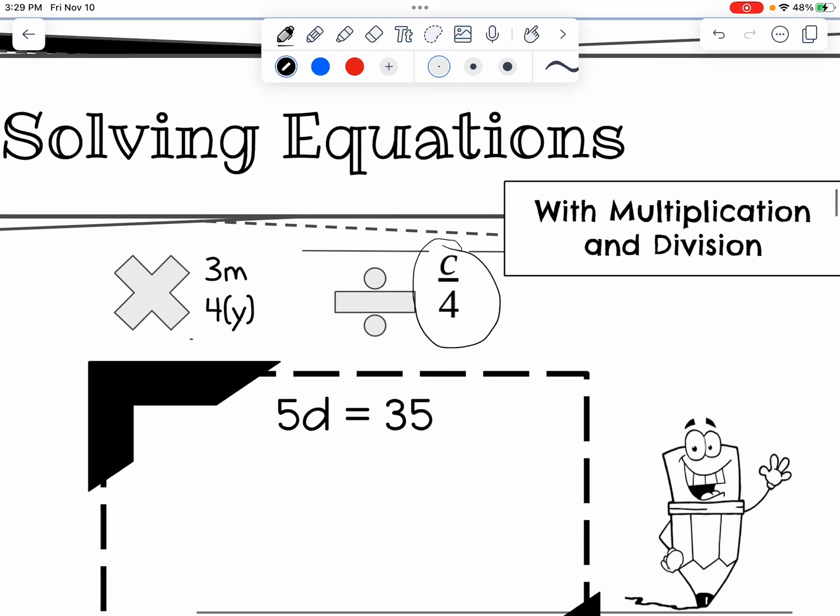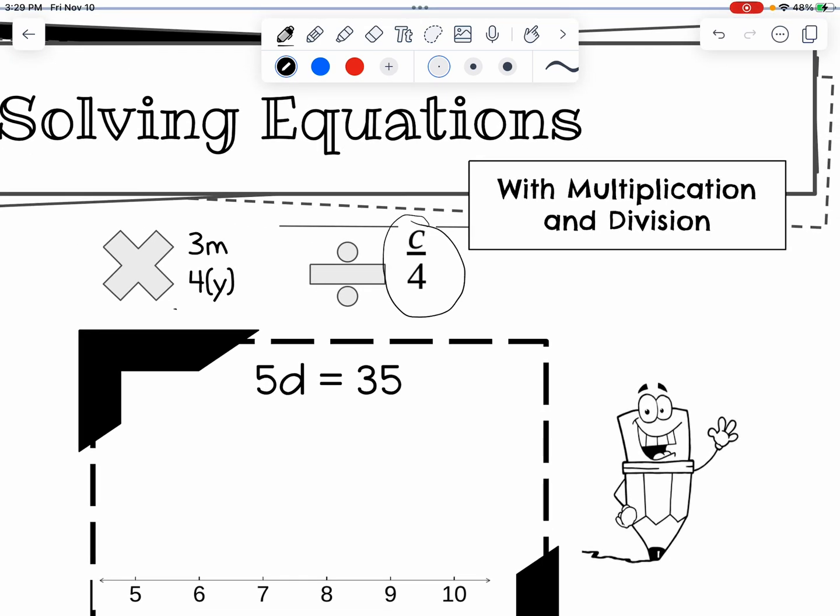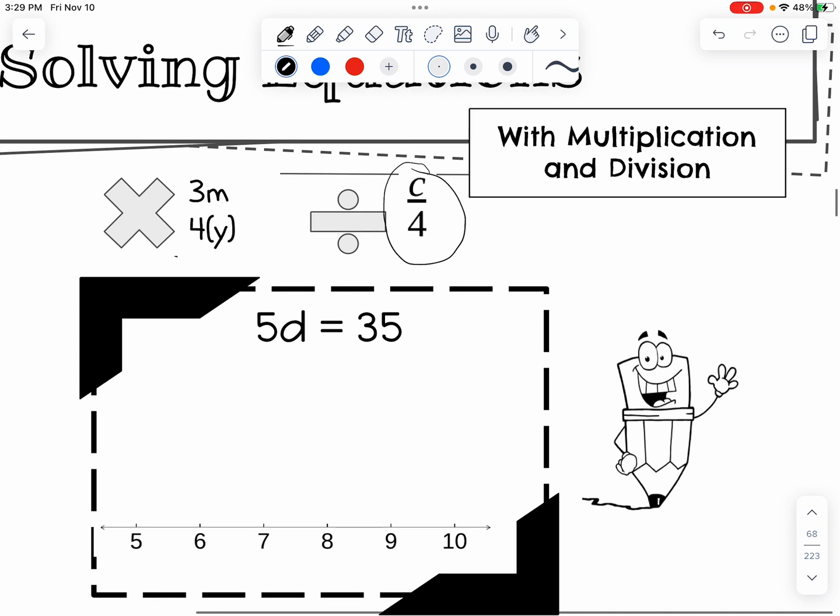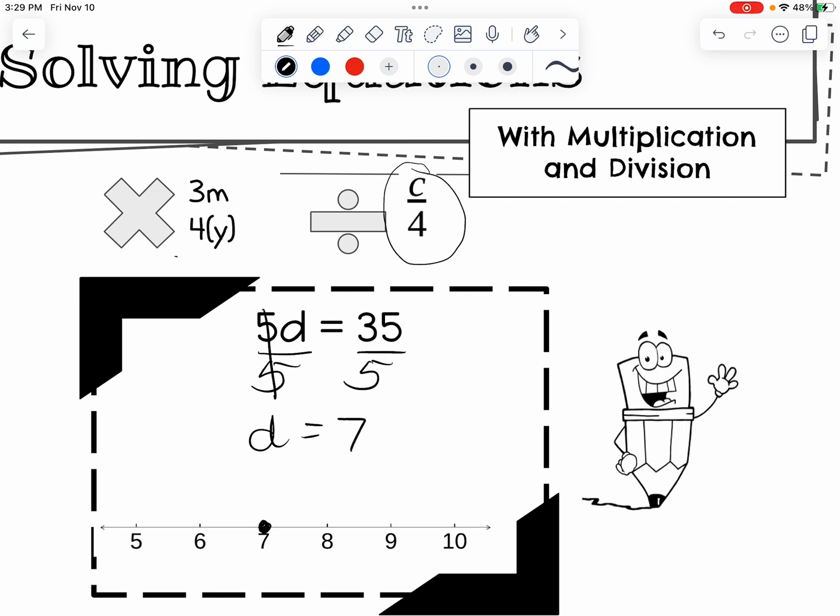Okay, here we go. So we're going to identify the operation of what's going on. That number is smooshed up to the variable, so that means we are multiplying. So we're going to have to do division to undo the multiplication. So I'm going to divide each side by 5. Well, 5 divided by 5 is 1, so I'm just going to bring down my variable, which is d. And my equal sign. Well, 35 divided by 5 is 7. I get d equals 7. So if I plot it on the number line, I'm just going to close it. There we go. Easy peasy lemon squeezy.